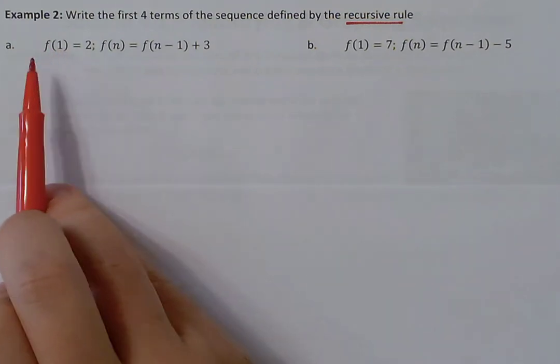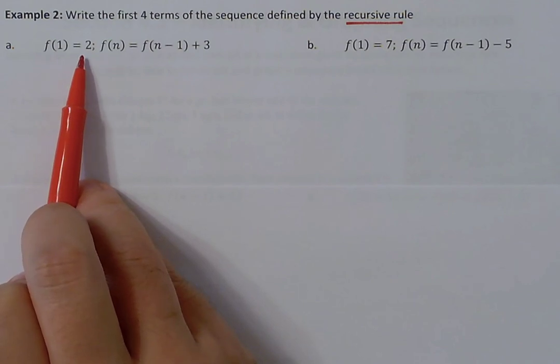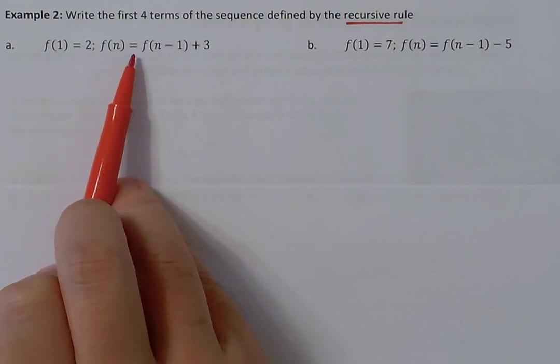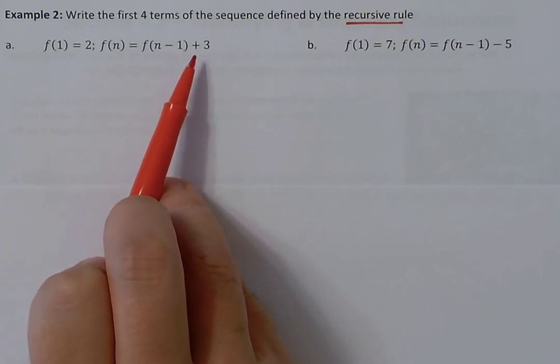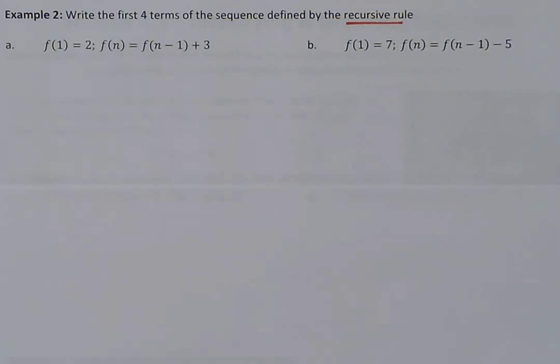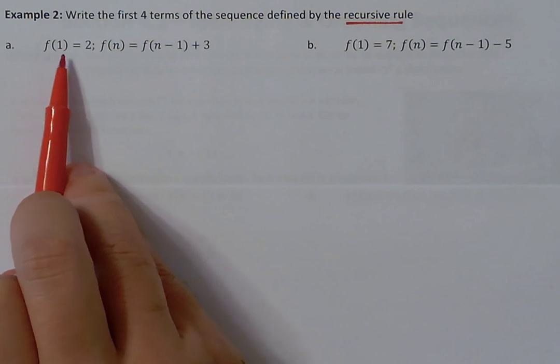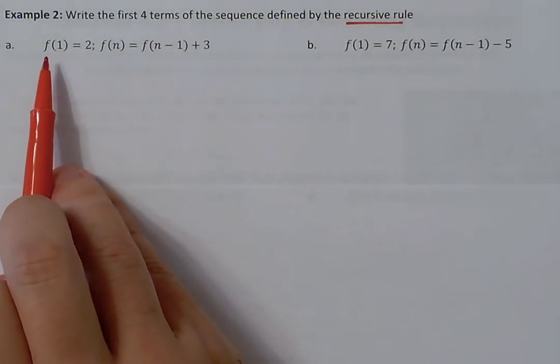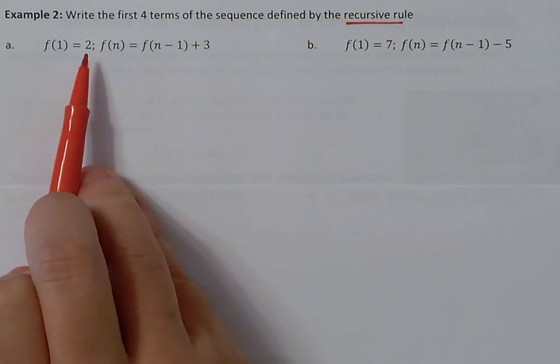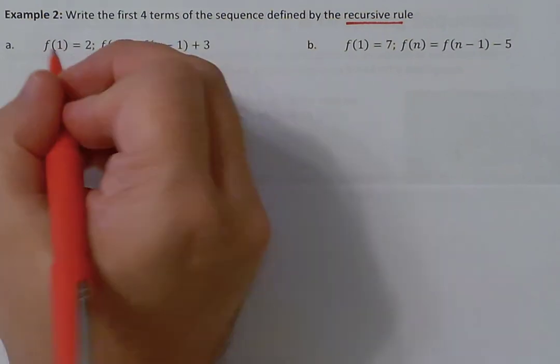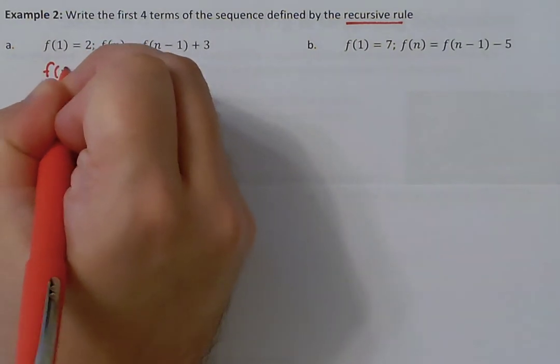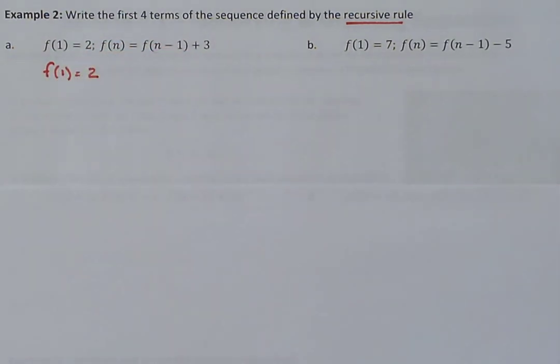So let's take a look at A. For A, we have f of 1 equals 2, and then f of n equals f of n minus 1 plus 3. Now I know at first you're thinking, oh, that looks awful. It does, but once you've run through this once or twice, it's not too bad. So we have to write the first 4 terms. We've already been given the first term: f of 1 equals 2. They have already told us our first term. So our first term is 2, and you're done with the first term.